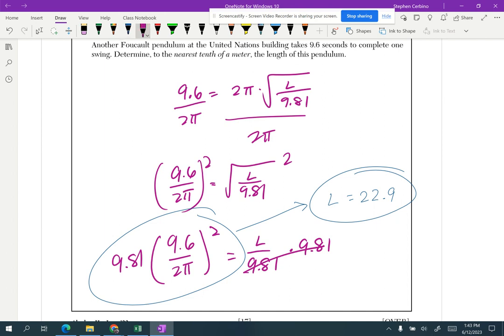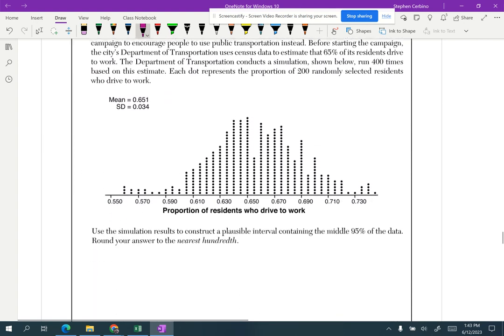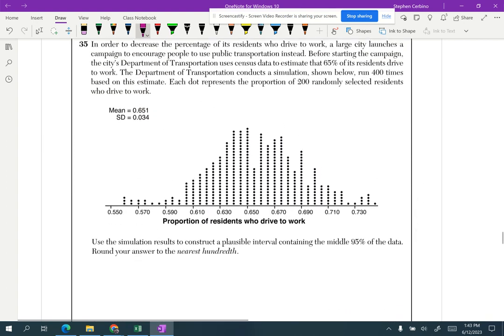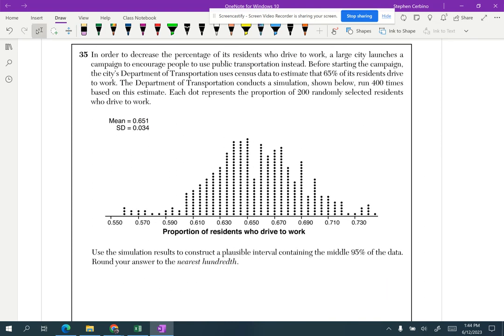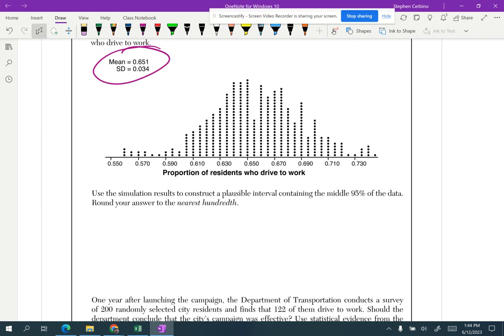Number 35, you probably recognize from your stats test. I put this on the last stats test. So it gives us a simulation. The margin of error we're going to do first, and we'll talk about why the answer to the second part is no. So first off, as soon as I see mean and standard deviation over here on the simulation, we're going to use those numbers to make our confidence interval. So our margin of error is going to be 2 times 0.034, which is going to be 0.068.